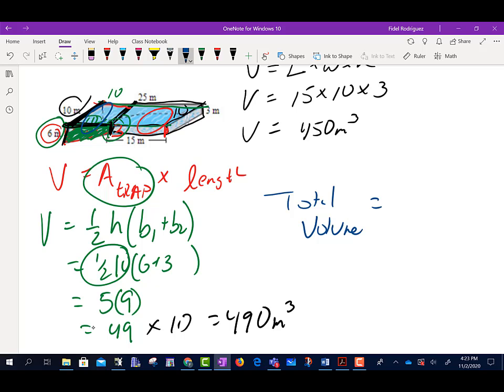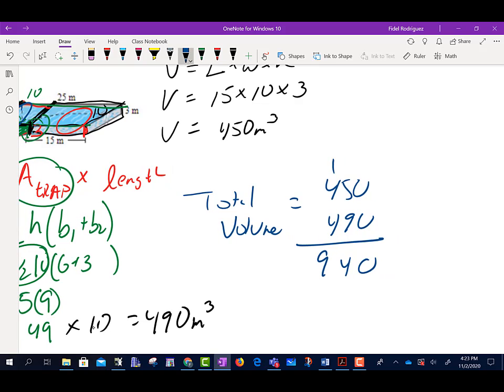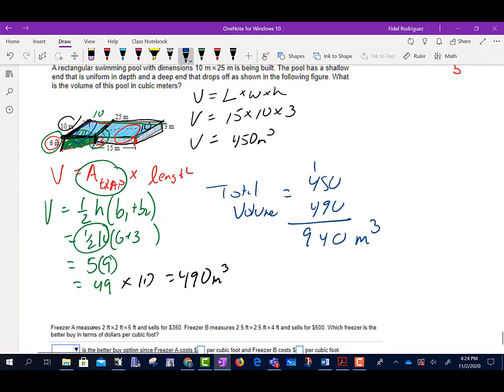we're just going to add them together. 450 and 490, and I'm coming up with 940 meters cubed. Okay, again, it takes a little bit of time to do it, and I gotta go slow, but they can be done. Okay, so like I said, the homework problems, I try to just keep it pretty minimal so you don't have too many of them.